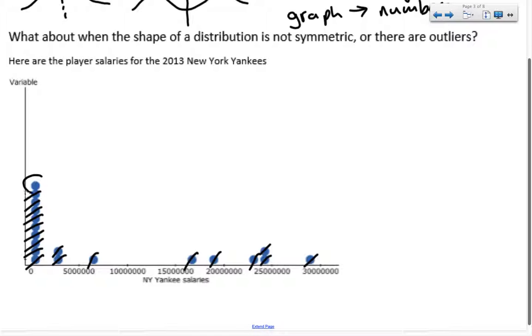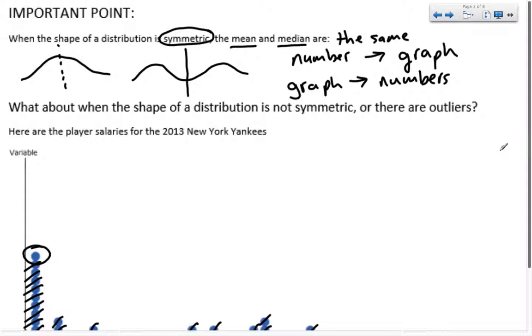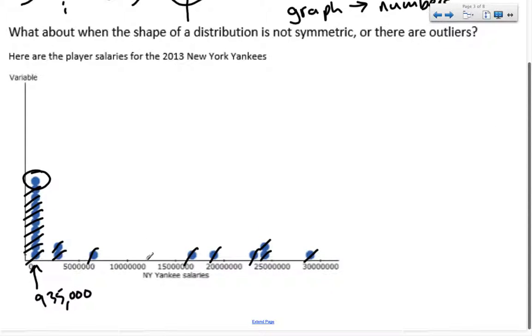And so our median is this one right here. And notice it's not on the 0, it's just past it, but because they're going up by such big intervals here, the median falls right there, and that's where the 935,000 was. And our mean then was, let's see, 8,200,000, so that would fall right about there.